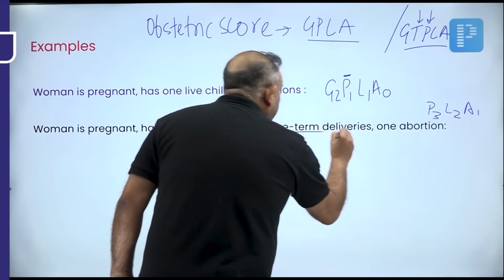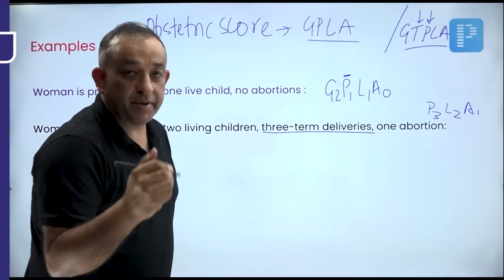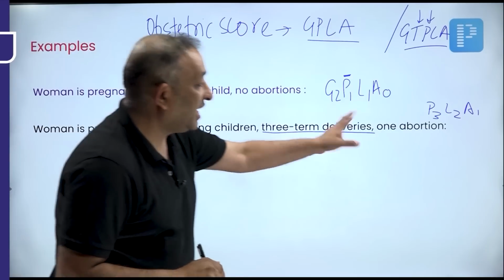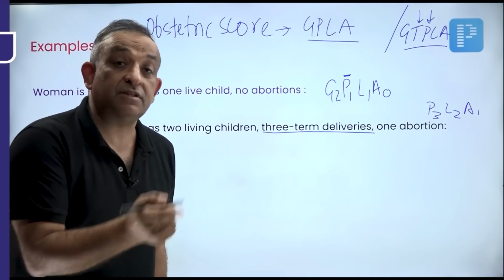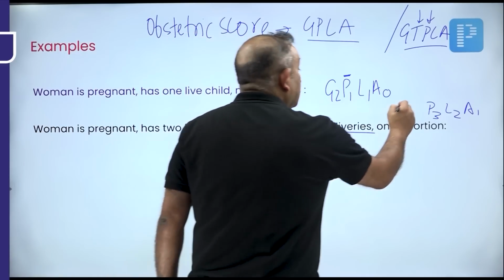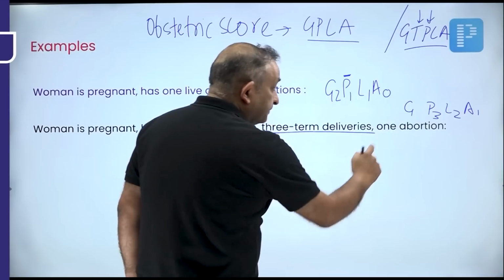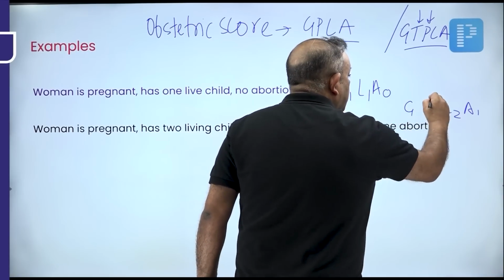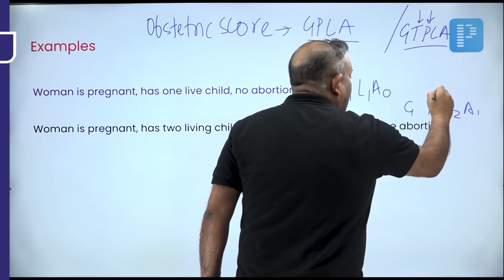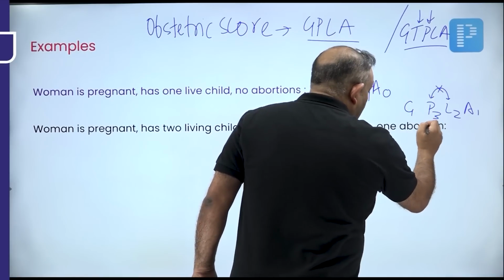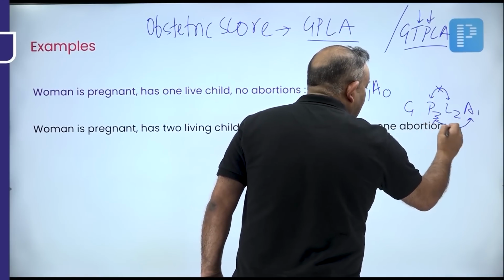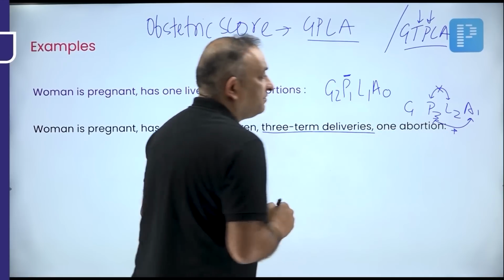3 term deliveries. She has delivered 3 viable babies. So para 3. How many of them are living? Living are 2. So live 2. And I have told you live is part of para. So when you're going to write the gravida, in this case, do not add these 2. These 2 are never added. Of course, when you're writing the gravida, you have to add the number of deliveries and the number of abortions. These 2 are definitely added.